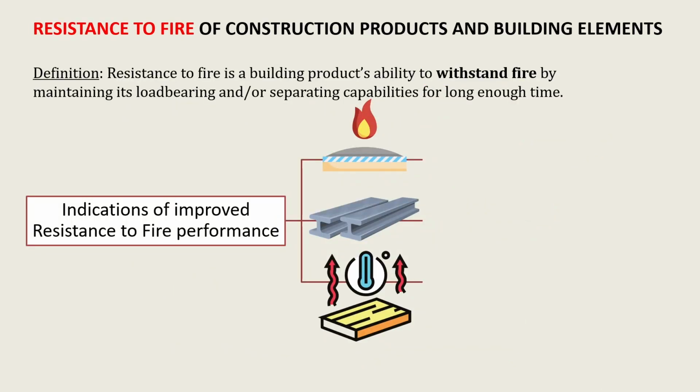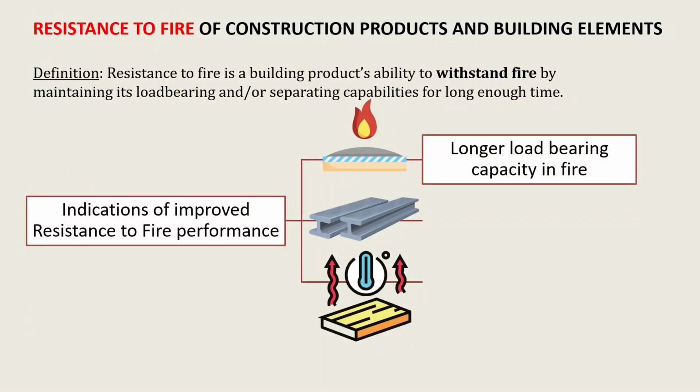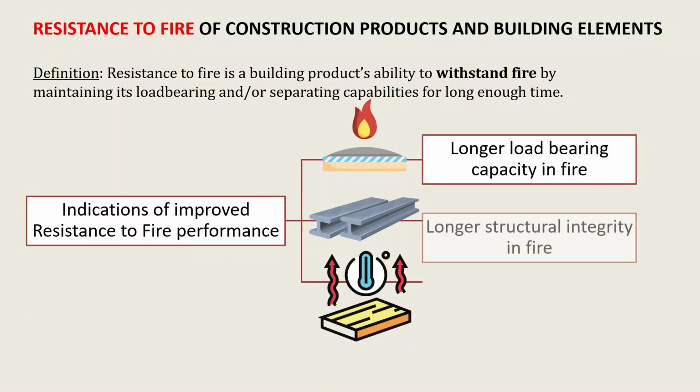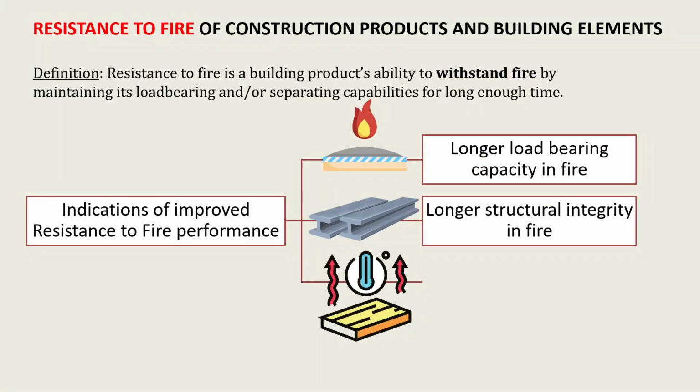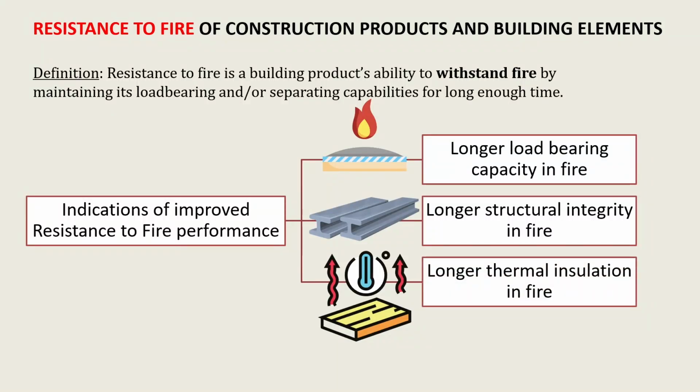Resistance to fire is a building product's ability to withstand fire by maintaining its load-bearing and/or separating capabilities for long enough time. For example, the following features could all be evidence of improvements in resistance to fire performance: longer load-bearing capacity in fire, longer structural integrity in fire, and finally, longer thermal insulation in fire.